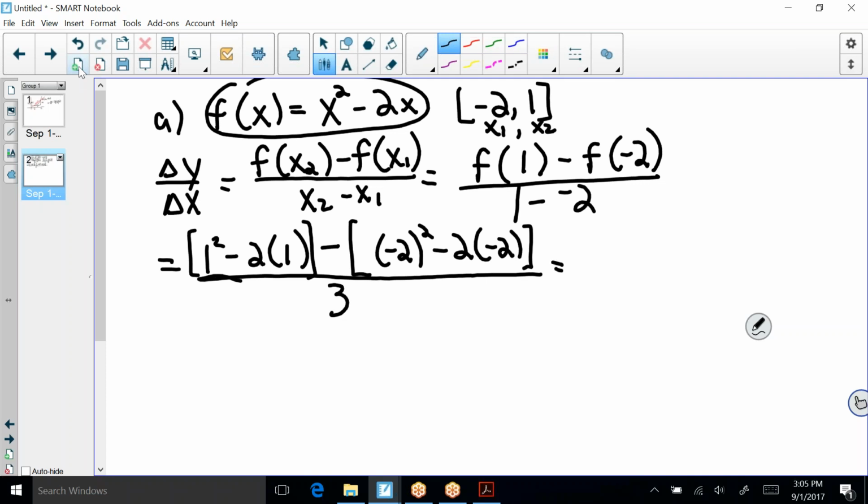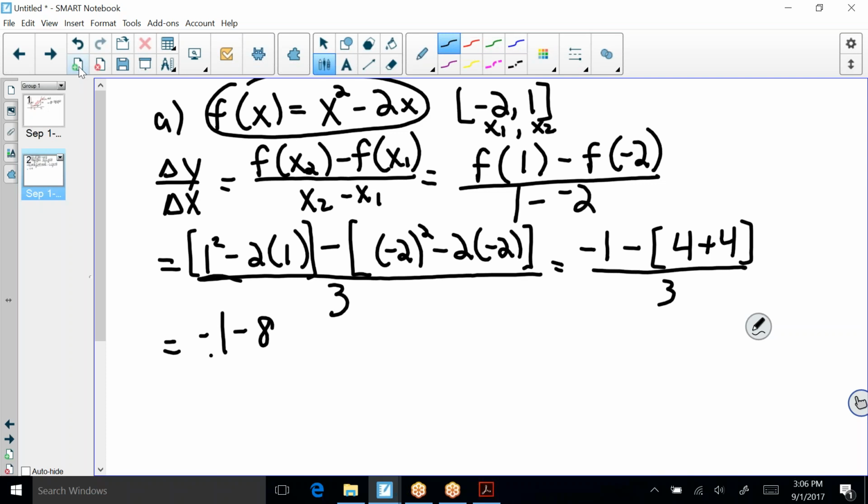All right, so then in the numerator, let's simplify this. First of all, we have 1 minus 2, so that's going to be a negative 1, minus, and then in this bracket we have 4 plus 4, and that whole thing is divided by 3. And then we have negative 1 minus 4 plus 4, so that's negative 1 minus 8. And dividing that by 3, we get negative 9 divided by 3, and that's going to be equal to negative 3.